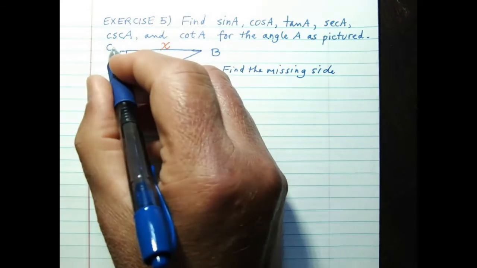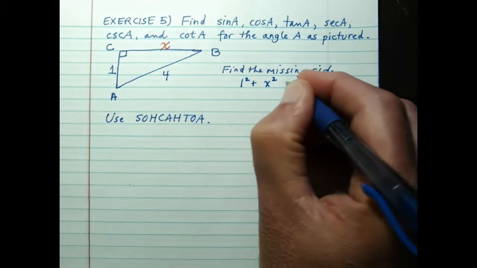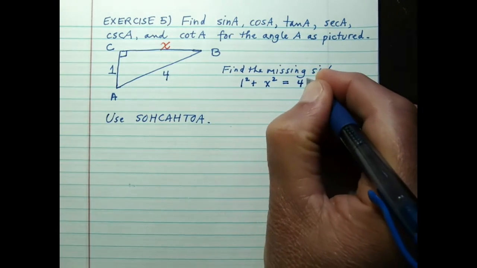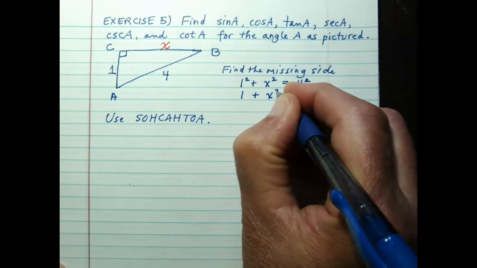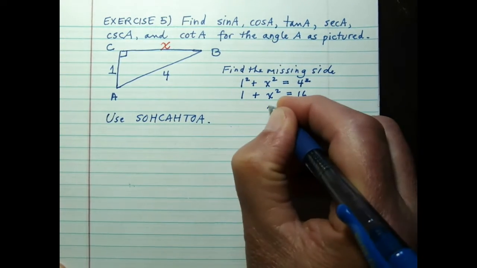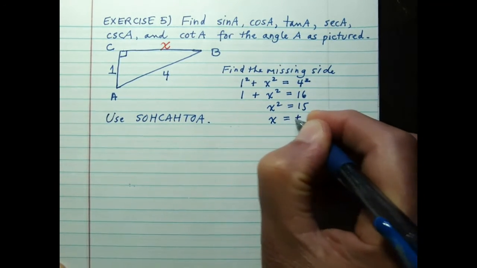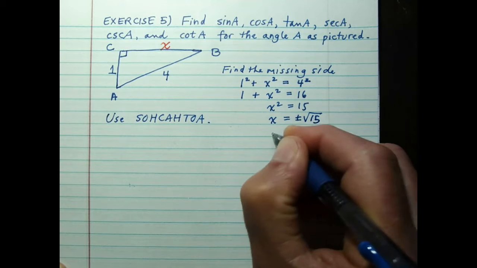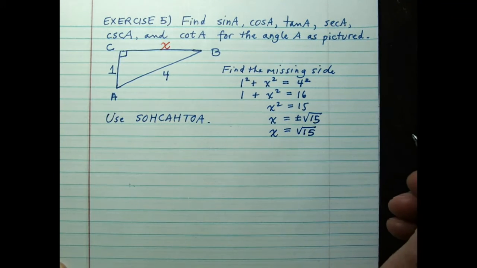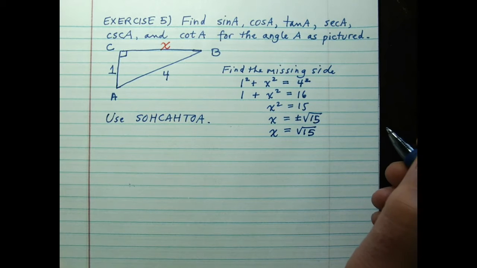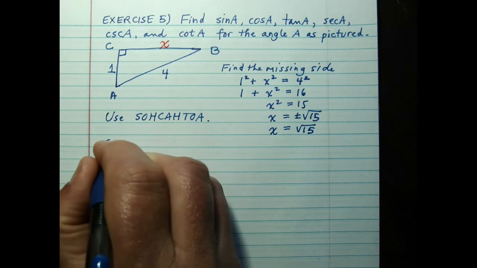It's a leg of the right triangle, so 1 squared plus x squared goes on one side of the equation. 4 squared, the hypotenuse, goes by itself on the other side. 1 plus x squared is 16. X squared is going to be 15, so x is plus or minus the square root of 15. It's got to be a positive root here because it's a side of a triangle, so x is the positive square root of 15. Okay, so let's go ahead and find our sine and cosine.